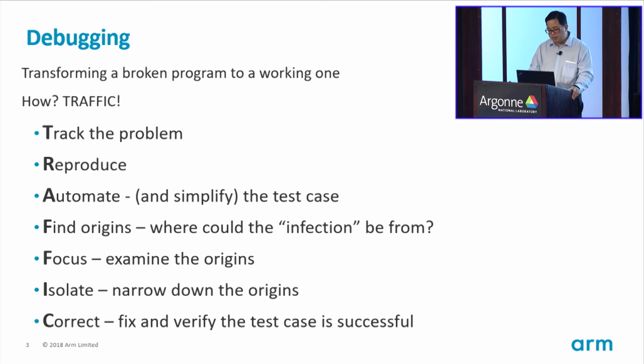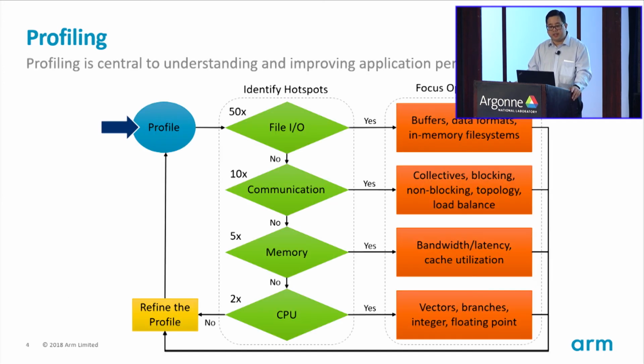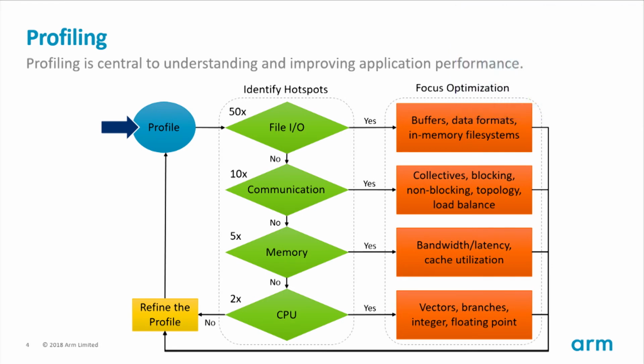Once you've worked out the bugs in your code, the next thing you might want to focus on is profiling. You want to make sure that you get the optimal use of the hardware that you're running on, and try to run it as fast as possible. What you see here is a flow chart of things that you might be interested in looking at. For instance, for file I/O, you might want to focus on the buffers, the data formats, and the in-memory file systems.